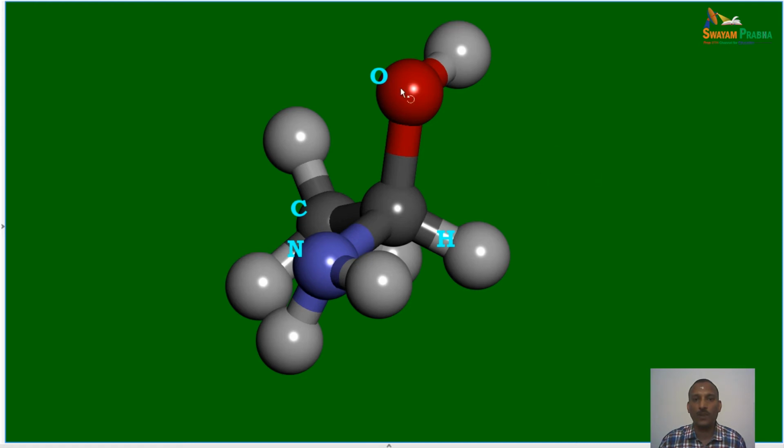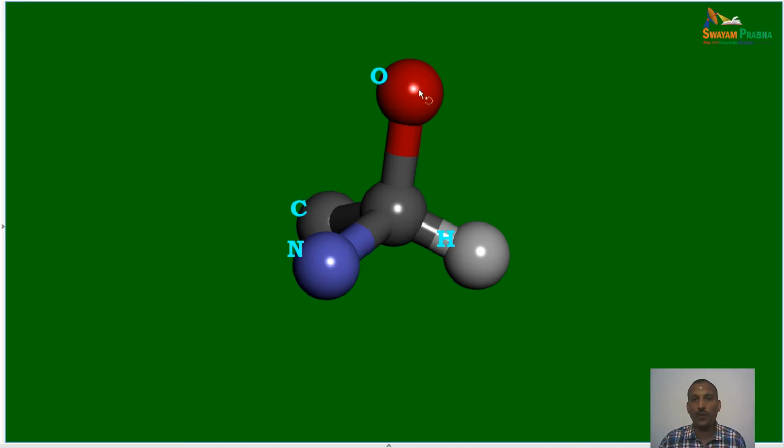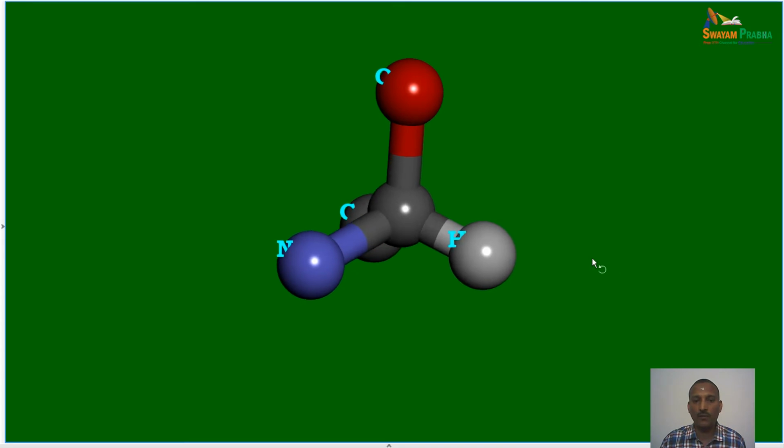Now for our convenience, I will remove some of the hydrogen atoms on carbon, nitrogen and oxygen, so that our view becomes much easier. I have removed all the hydrogen atoms so that we can have a better view of the molecule. As we mentioned here, the carbon is in the back, nitrogen is on the left, hydrogen is on the right. We were trying to interchange hydrogen and carbon so that one moves to the front and one moves to the back.